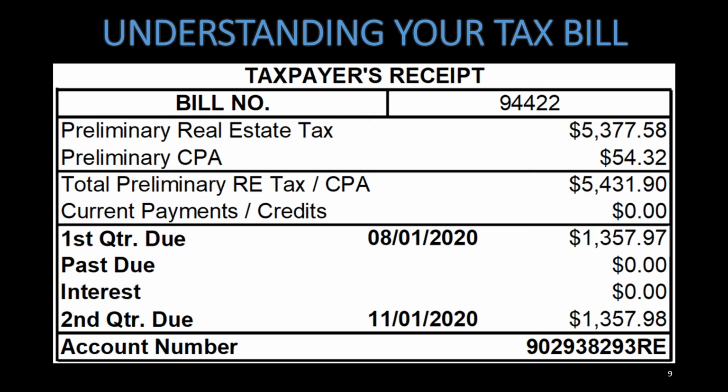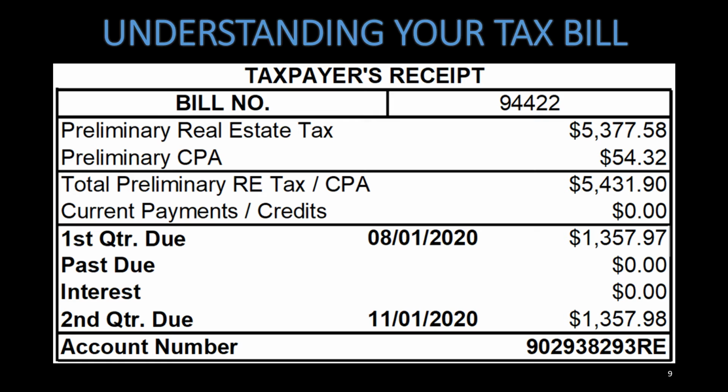You see the preliminary real estate tax and preliminary CPA. Those two values combined come up to the $5,431.90. Now you may be asking, well, why isn't the preliminary real estate tax the $5,431.90?